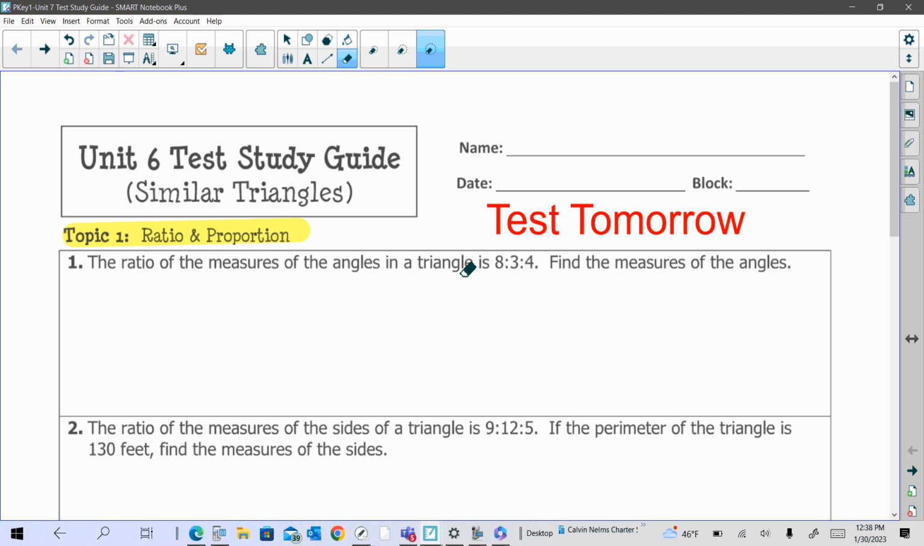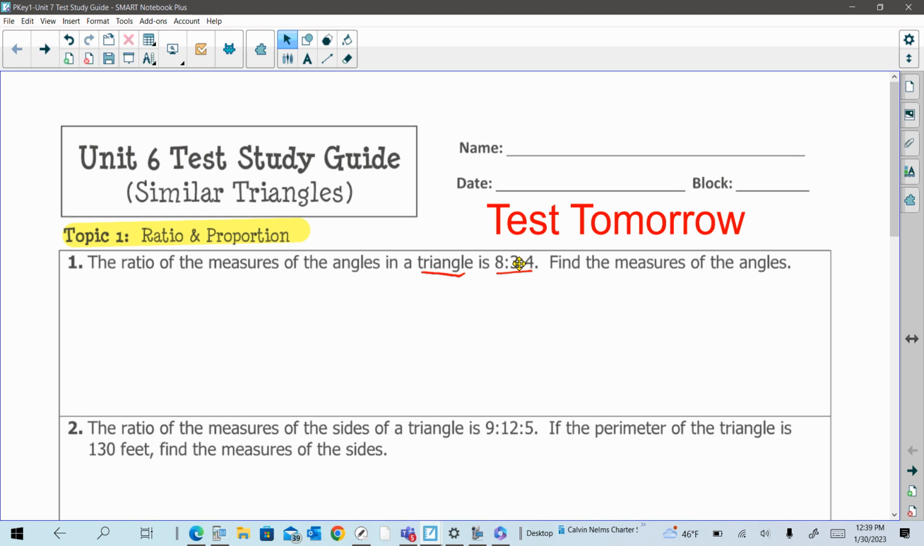Okay, so to start us off, I'll change this. You had to recognize the first two problems is just, can you write ratios? Can you write proportions? Can you take the ratio and write an equation with it? So they tell us that the triangle, and they're referring to the angles, are 8 to 3 to 4.